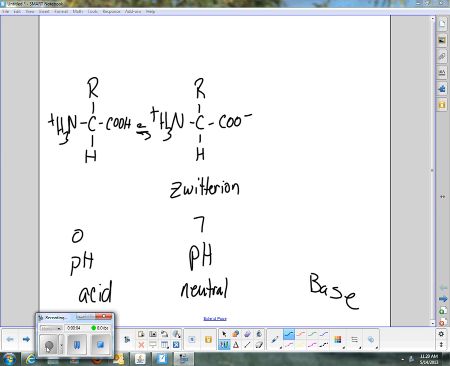In the center, we have a zwitterion. This is where we left last time, and it has a pH around 7, which is neutral. On the left-hand side, when I add acid, I'm adding hydrogen, so the hydrogen comes on and is back on the acid side, so it's a positive ion.